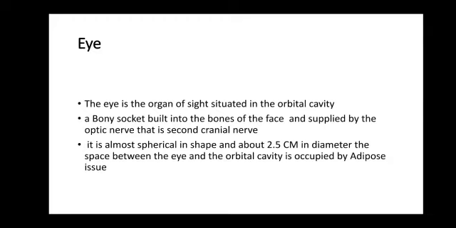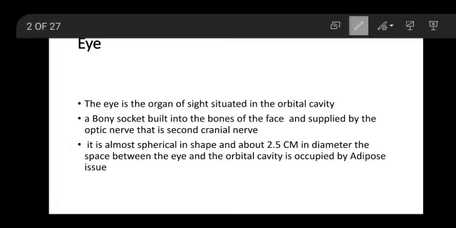Okay, then what is the eye? The eye is the organ of sight situated in the orbital cavity. This is the orbital cavity on our face where the eye is situated, and as we all know, the eye is spherical in shape.